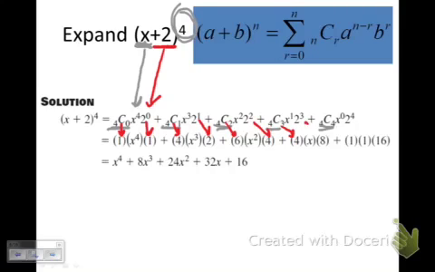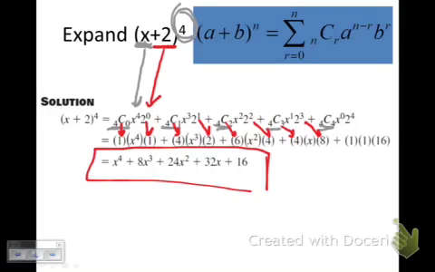4 choose 3 is 4, times 2 is 8. And we end up with x to the 4th plus 8x cubed plus 24x squared plus 32x plus 16. Alright.